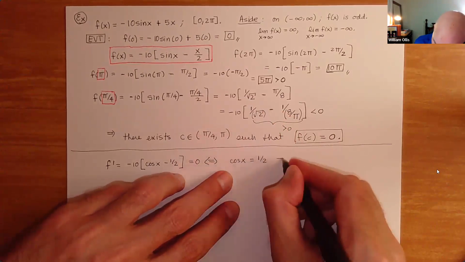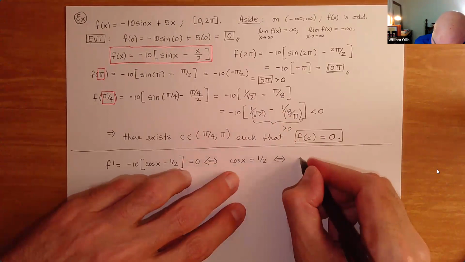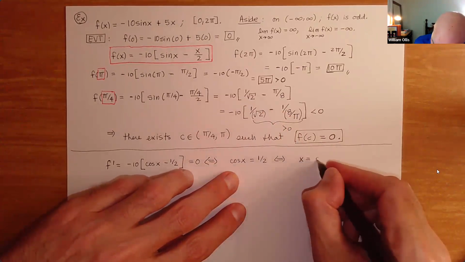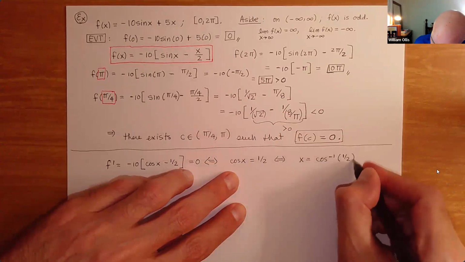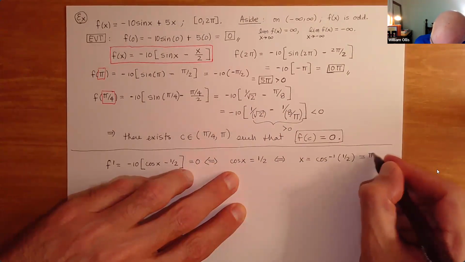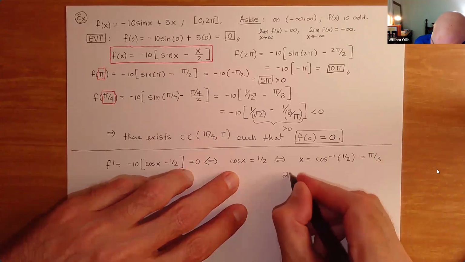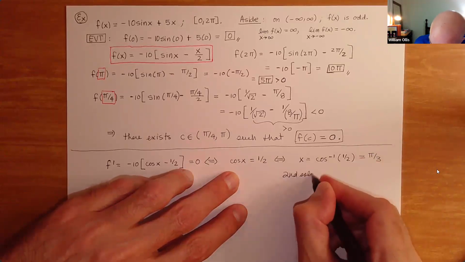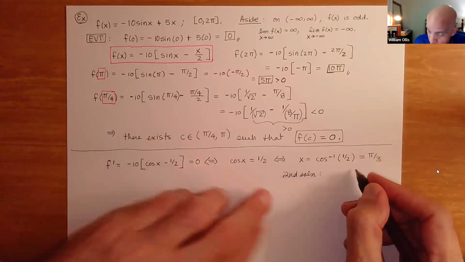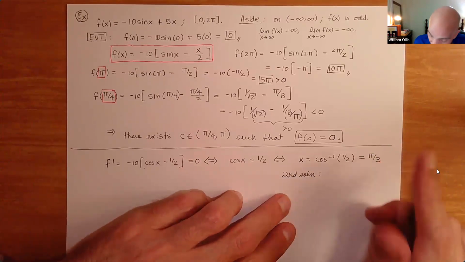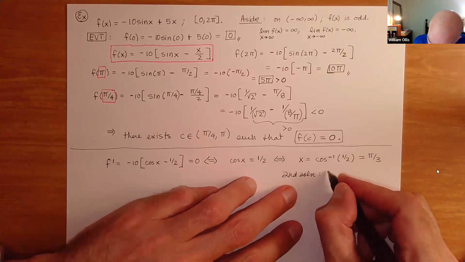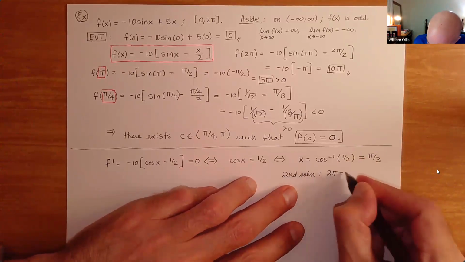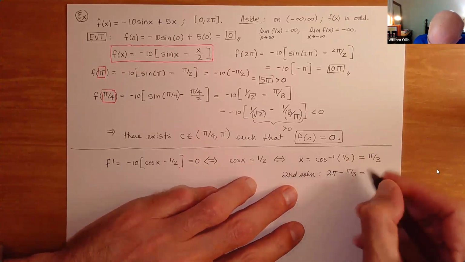And so we can apply the inverse cosine function. So x equals the inverse cosine of 1/2. And of course, that's just pi over 3 using our unit circle. And then, of course, the second solution in 0 to 2 pi will just be subtracting this from 2 pi because cosine is an even function, right? So we have 2 pi minus pi over 3, which is 5 pi over 3.